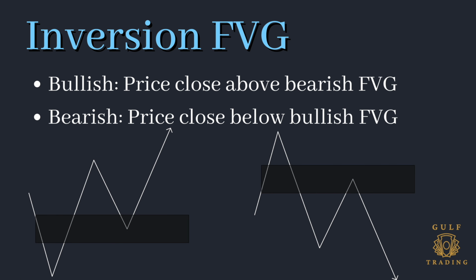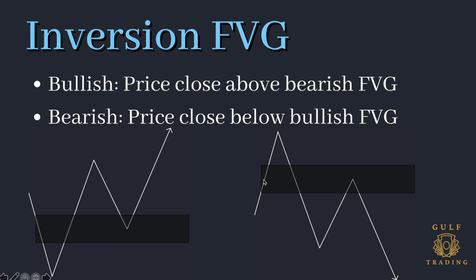Inversion FVGs are also used by ICT traders, and it uses a past FVG in the opposite direction as an entry area. So a bullish inversion FVG is valid once price closes above a past bearish FVG, and a bearish inversion FVG is valid once price closes below a past bullish FVG. As you can see in these line drawings here, you've got bearish FVG, price breaks through it, closes above it, and now it can be used as support.